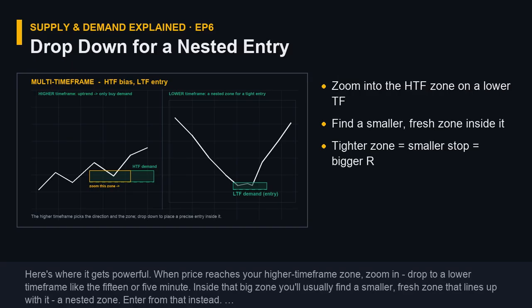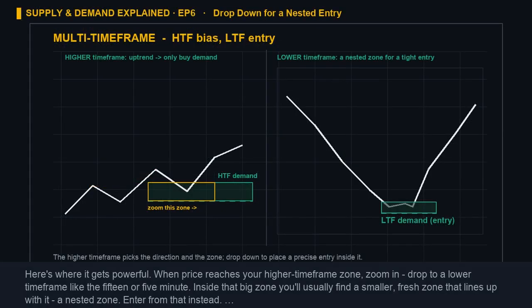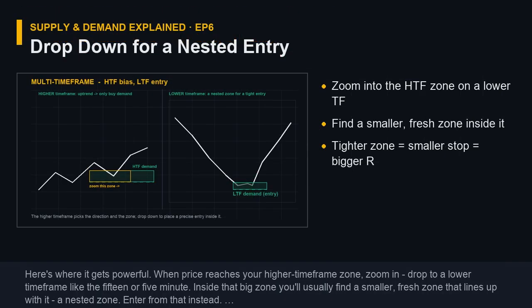Here's where it gets powerful. When price reaches your higher time frame zone, zoom in. Drop to a lower time frame, like the 15 or 5-minute. Inside that big zone, you'll usually find a smaller, fresh zone that lines up with it, a nested zone. Enter from that instead. Same trade, but your stop is a fraction of the size, which means a much bigger reward to risk. The higher time frame found the trade. The lower time frame sharpened it.